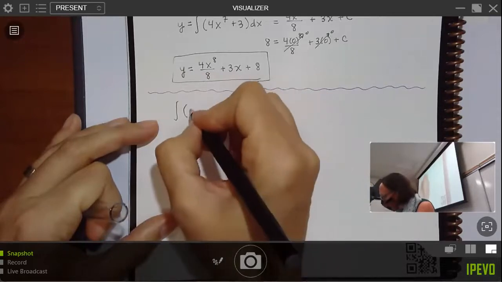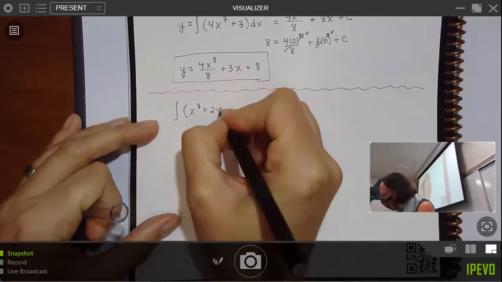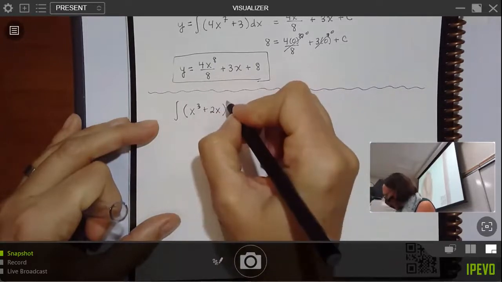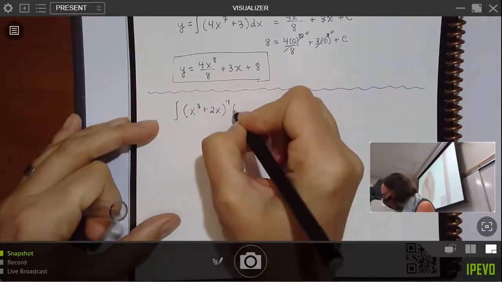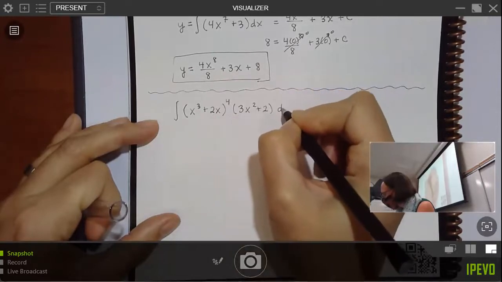Let's see. I'm going to have x cubed plus 2x to the fourth, and x squared plus 2 dx.